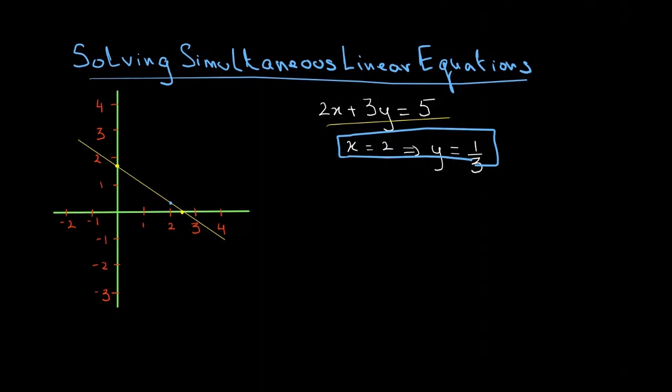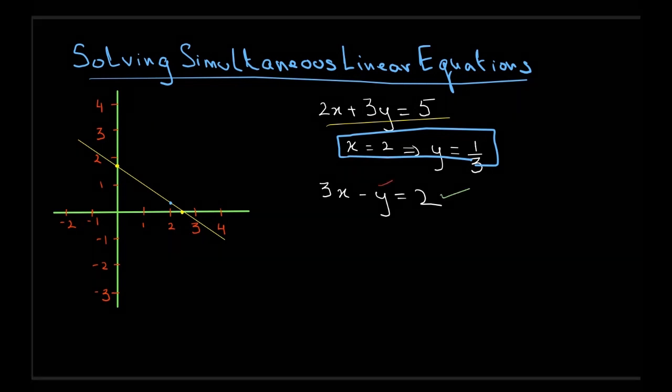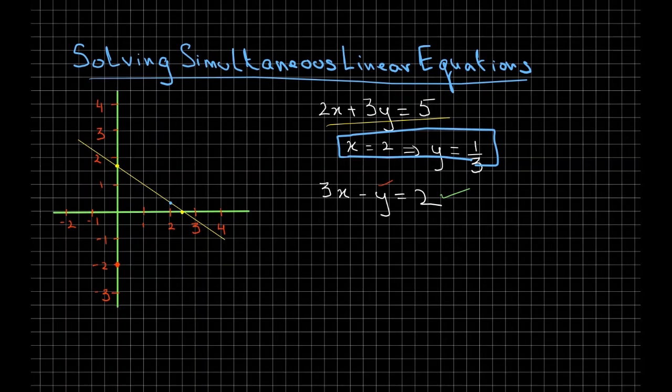Okay, so now let's look at another equation. Here's our second equation, which is 3x minus y is equal to 2. That's the second equation that we have. Let's sketch it. When x is equal to 0, y is equal to minus 2. So I can get this point right over here. I should probably turn on the grid.